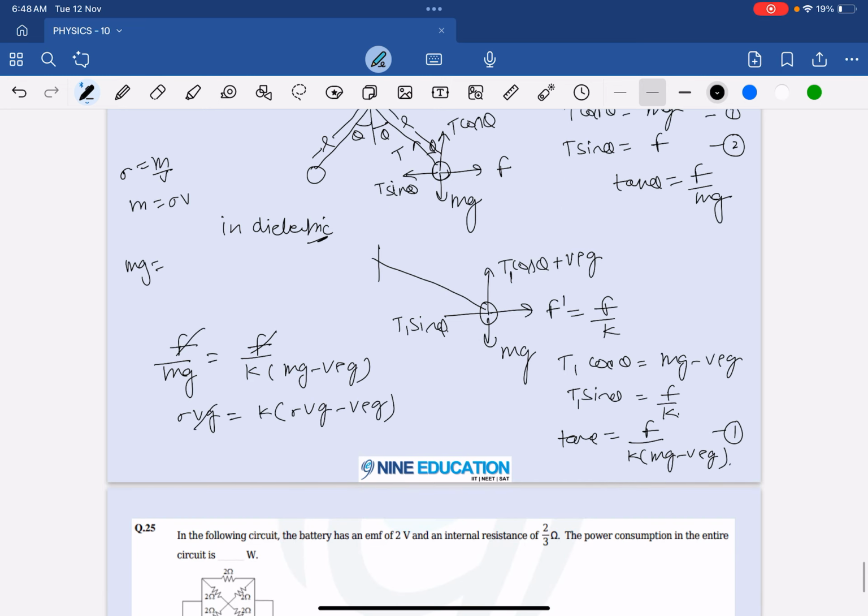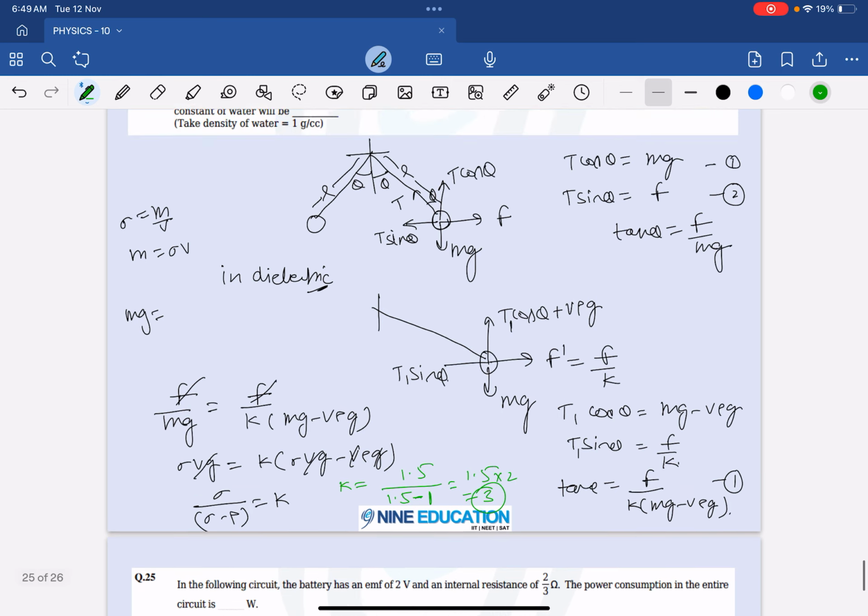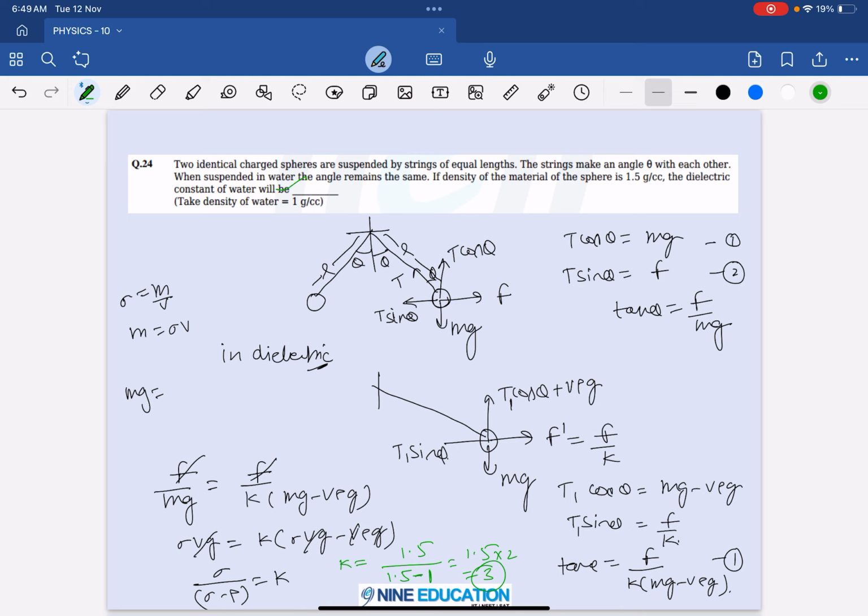vg will cancel, so we have sigma divided by (sigma minus rho) as k. Now what is k here? It is the dielectric constant. Now I want to calculate the value of k. K is going to become sigma, my material density 1.5, divided by 1.5 minus the water density, which is 1. So it is 1.5 divided by 0.5, which is 3. So the k value is 3, correct? The dielectric constant of water.